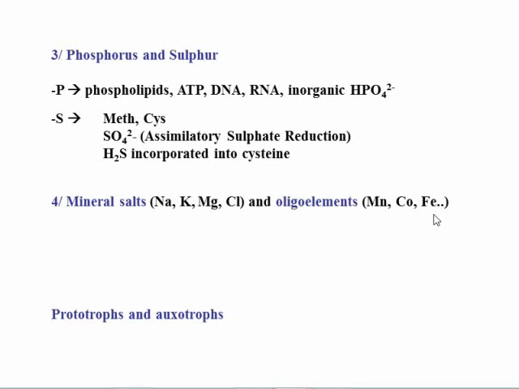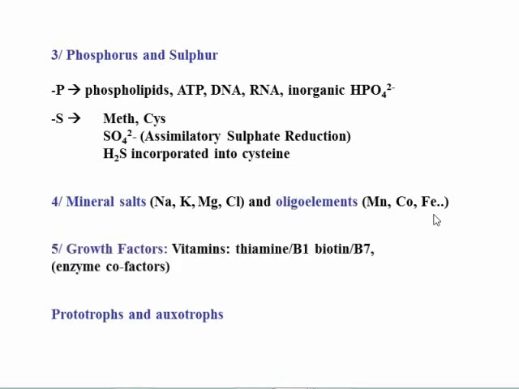In which case, it is able to synthesize all of the amino acids, nucleotide bases, purine and pyrimidine bases, and all the growth factors. So that would mean this bacterium is prototroph for amino acids, purine and pyrimidine bases, and growth factors.